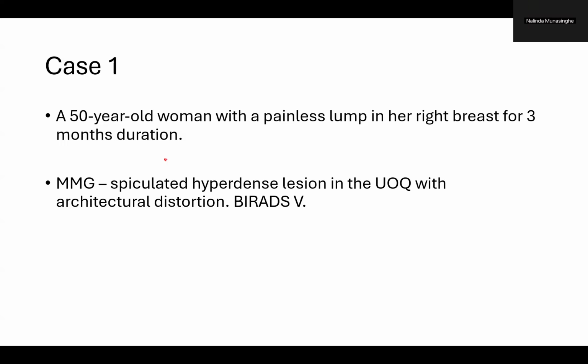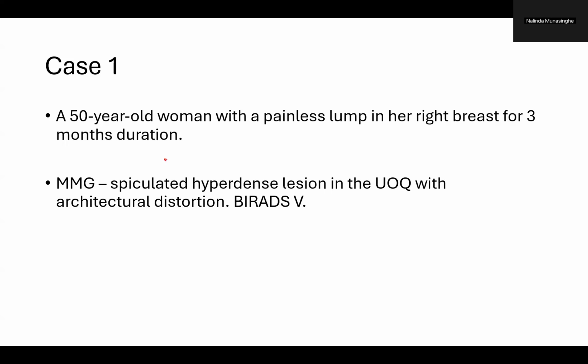She's 50, so she is more than 40, so we will do a mammogram, isn't it? Right. So we will do a mammogram, the first investigation, the imaging. It has showed a spiculated hyperdense lesion in the upper outer quadrant with architectural distortion and classified as BIRADS 5. So you all need to be familiar with this BIRADS classification, which is Breast Imaging Reporting and Data System. It has 6 categories: 1, 2, 3, 4, 5, 6.